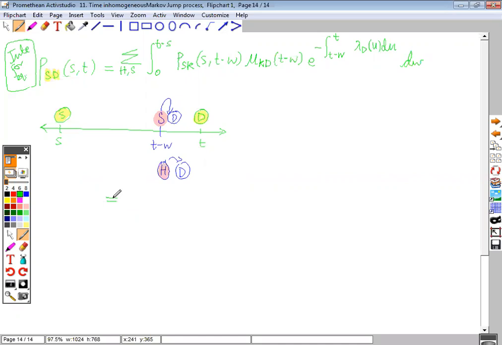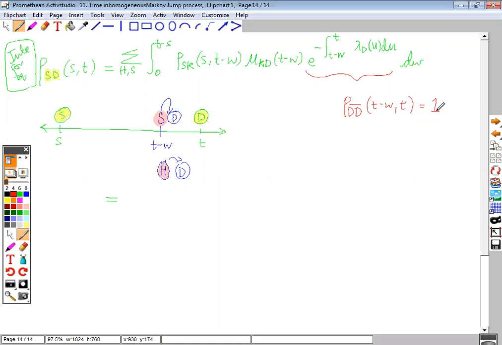Ma'am, if we are writing lambda D, there is no force of transition coming out from D. Okay, why do you think that is the case? Because if we are in state D, we remain in state D itself. Right, so anyways that would be 1, right? Very good. So what is this? It should be 1. So this represents P_DD bar from t minus W to t, which is always what? 1, right?